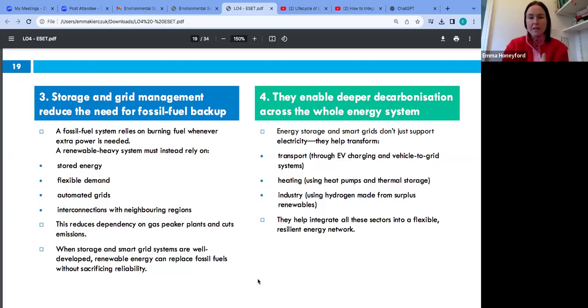So when we say decarbonisation, we mean to look away from using carbon in the process of generating energy. So the way to do that is obviously to use renewable energy. So energy storage and smart grids don't just support electricity; they help transform the transport system.